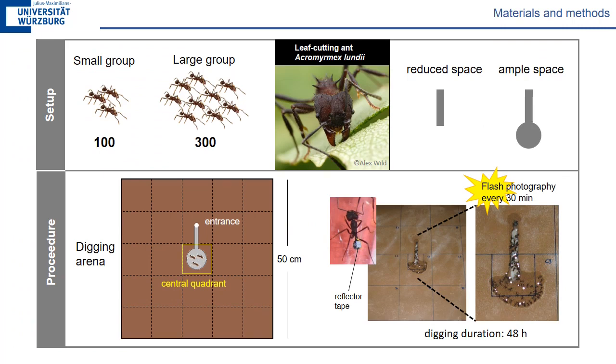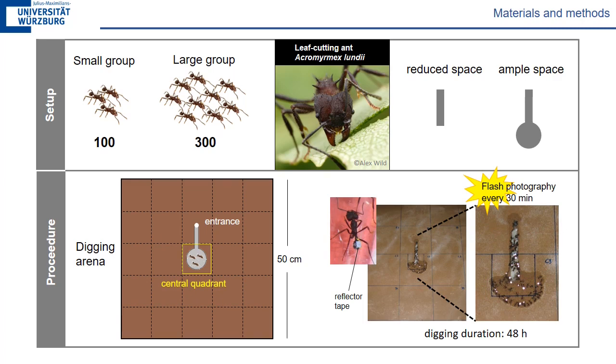Our setup was as follows. We performed digging experiments with the leaf-cutting ant Acromyrmex lundii, and either a small group of 100 workers or a large one with 300 could excavate. As a starting point, they had either reduced space of a tunnel or ample space offering a tunnel as well as a chamber. The top of our two-dimensional digging arena was visually divided into a grid.